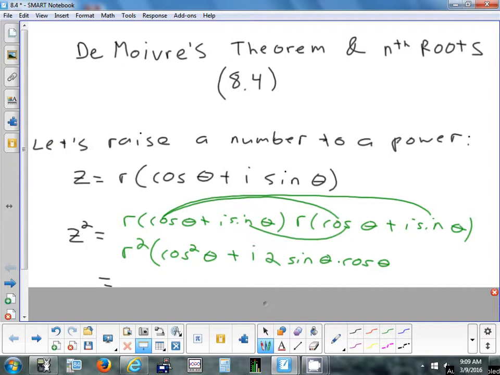And then the last part, we have i sine times i sine. That's going to be minus, not minus i sine squared, just minus sine squared. You'd have sine times sine, which is sine squared. i times i is -1. So minus sine squared.